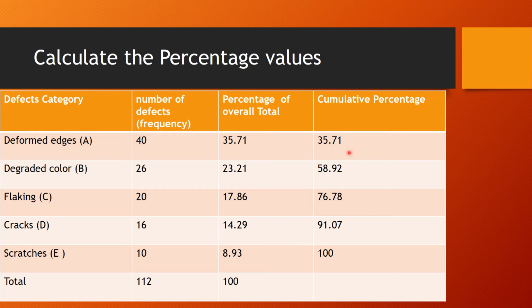Now we are ready. But in order to make our Pareto chart, we identify each defect in abbreviated form, which is easy for us. A is deform edges, B is degraded color, C is flaking, D is cracked, E is scratches. Now, using this data sheet, we can draw our Pareto chart.